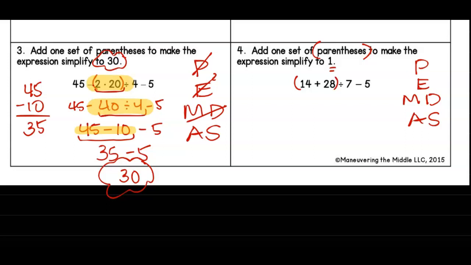All right, so 14 plus 28. Now, if you're not comfortable adding side to side and you make mistakes doing that, I would suggest that you always line them up according to place value.